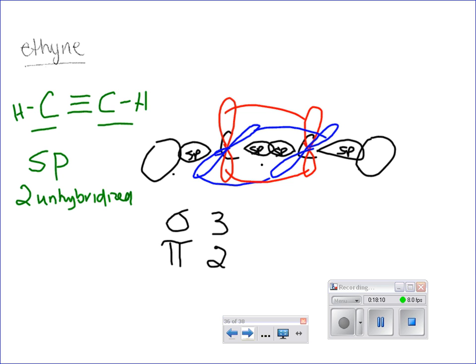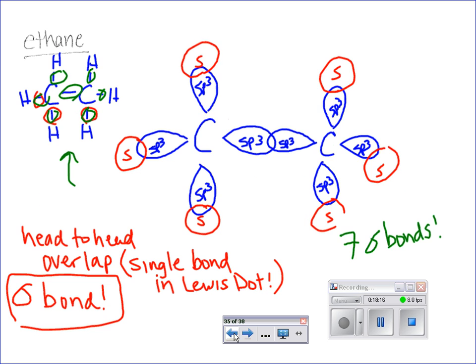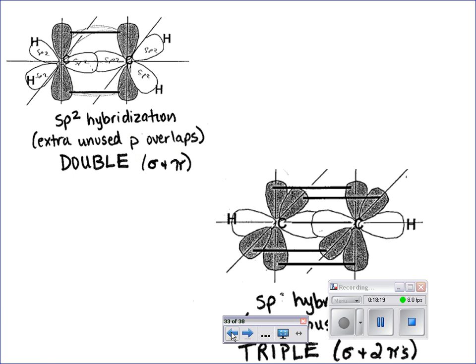So, the synopsis of all these types of bonds can be found on that first page, back here.